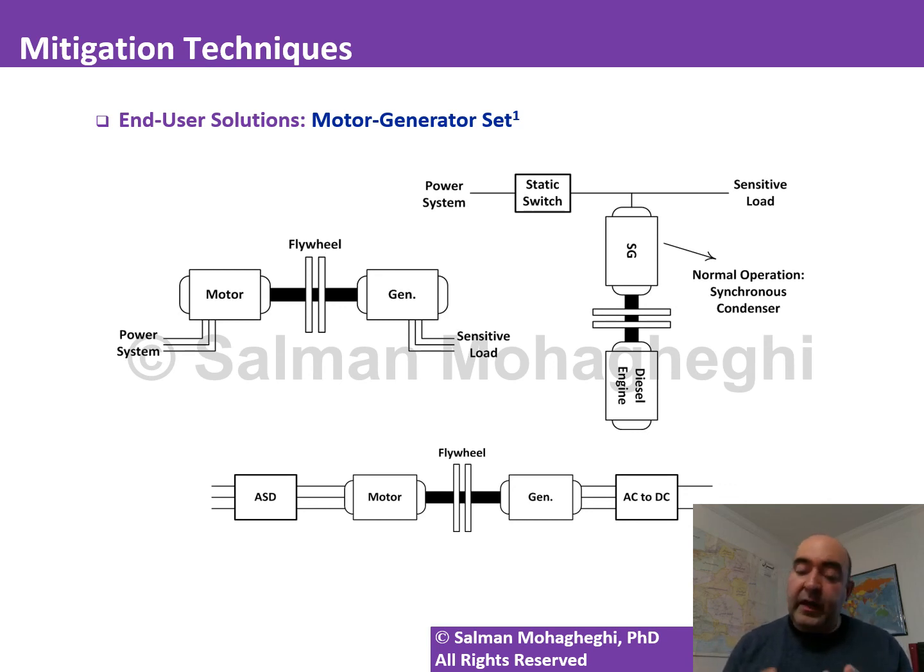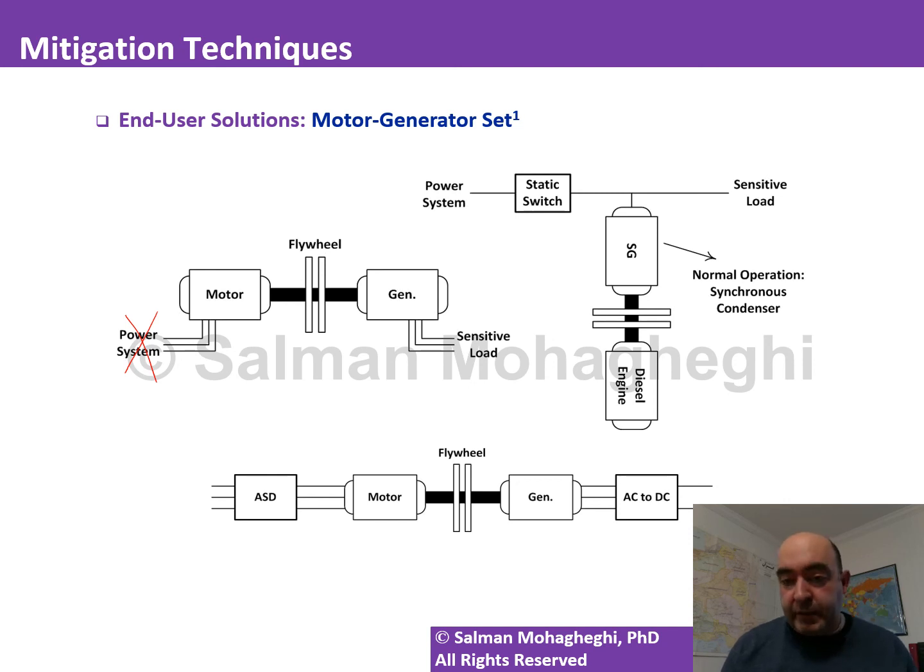We also add a flywheel there to add to the rotational inertia of the mass connected to that shaft. If anything happens to the grid, let's say the voltage is gone on this side, so no voltage is being supplied to the motor. However, because of the inertia of the flywheel, the generator will continue spinning for a certain period of time, and during that time, it will continue supplying the sensitive load.